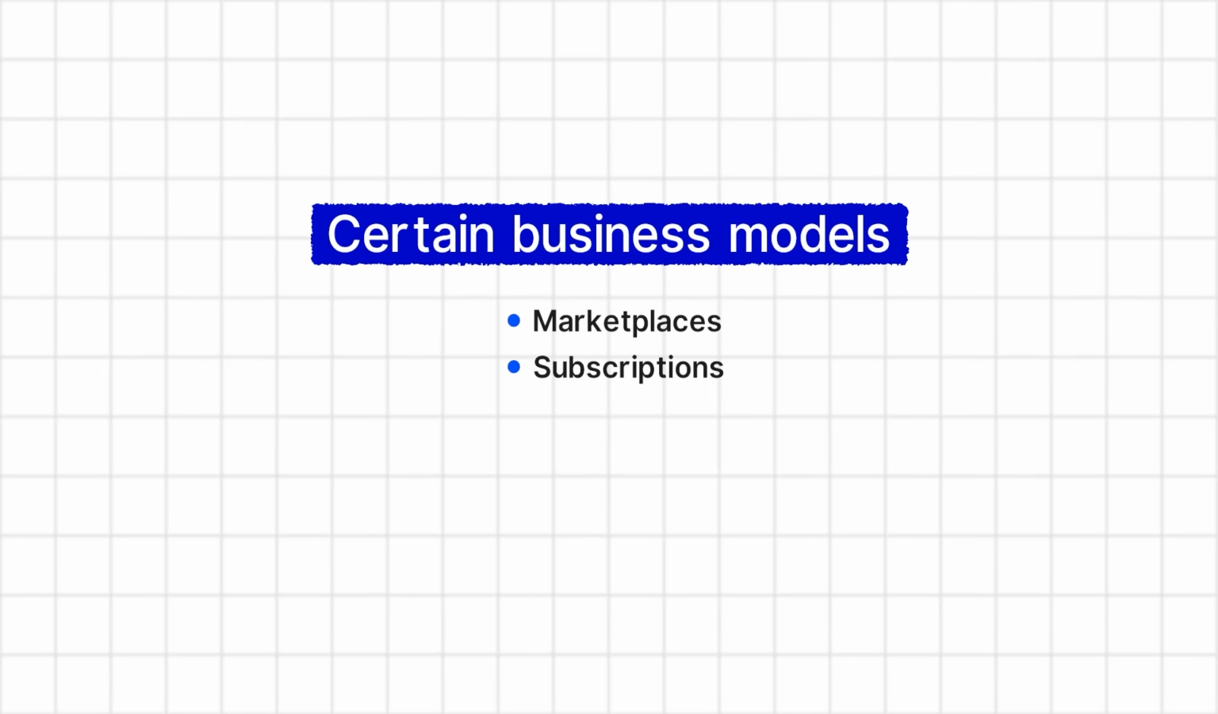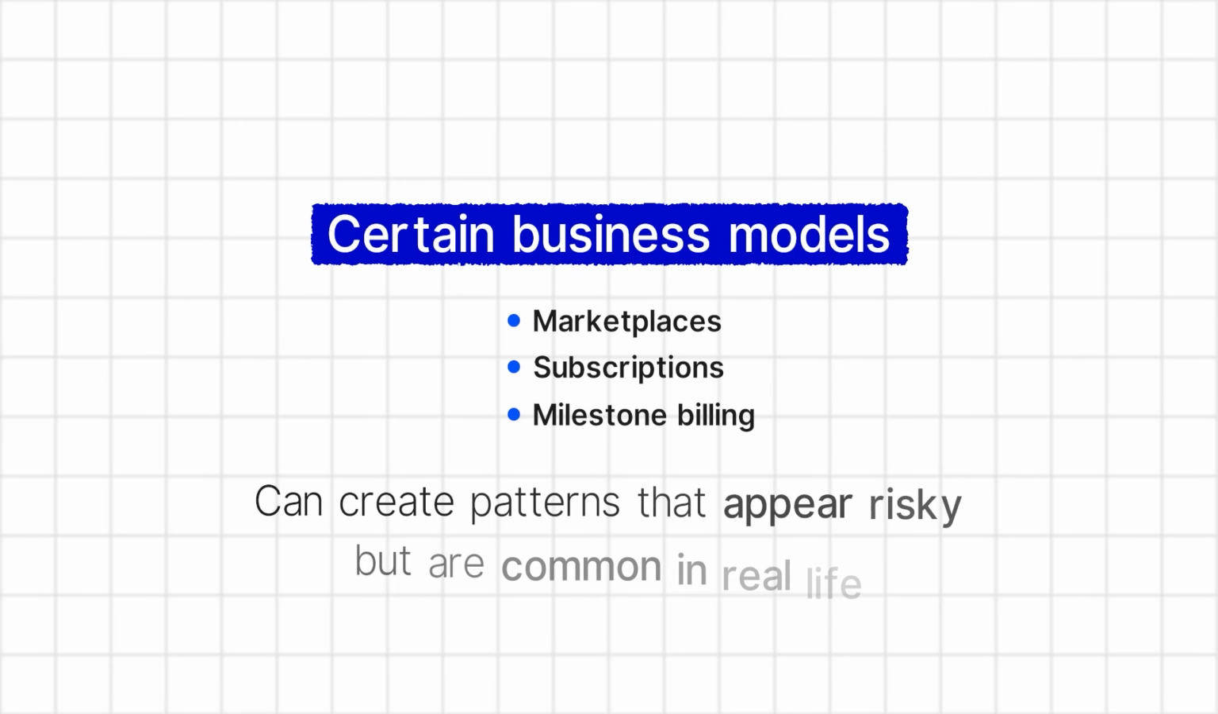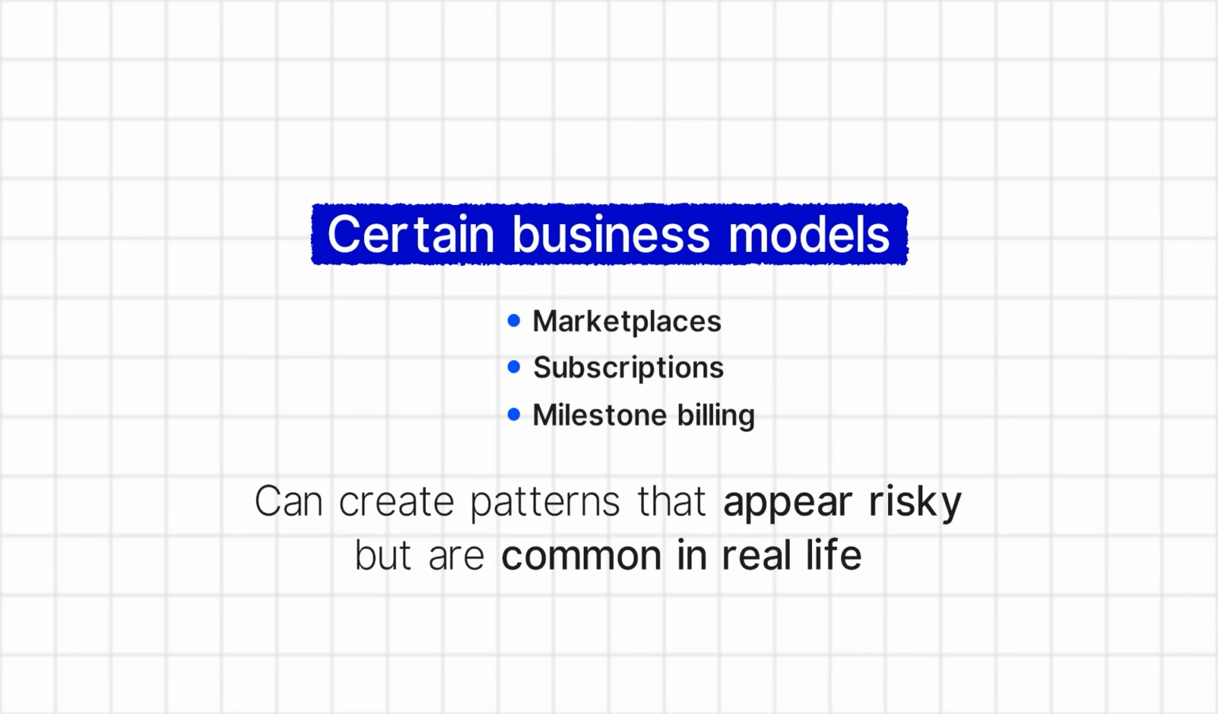But there are limits here, and this tip will fail if you have missing or incorrect dates because they make the average gap meaningless. Refund semantics may overstate issues if partial refunds or credit notes are common, and certain business models such as marketplaces or subscriptions and milestone billings can create patterns that appear risky but are common in real life.